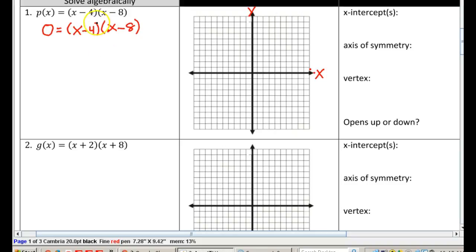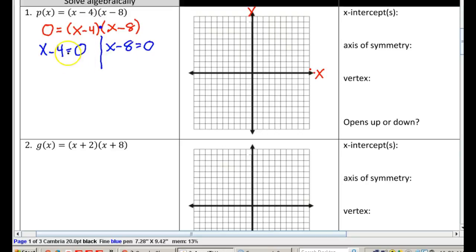So what do you know about these two answers? If we're multiplying two numbers and they equal 0, what must be true about one or both of these? So think about it. What times 0 equals 0? 0, right? So one of these two numbers, or both, have to equal 0 for them to multiply and equal 0. So what we can do is just say, well, what happens when x minus 4 is 0? And also, when is x minus 8 equal to 0? One or both of them have to be 0 for this to work, right? That's the only way to multiply and get 0.